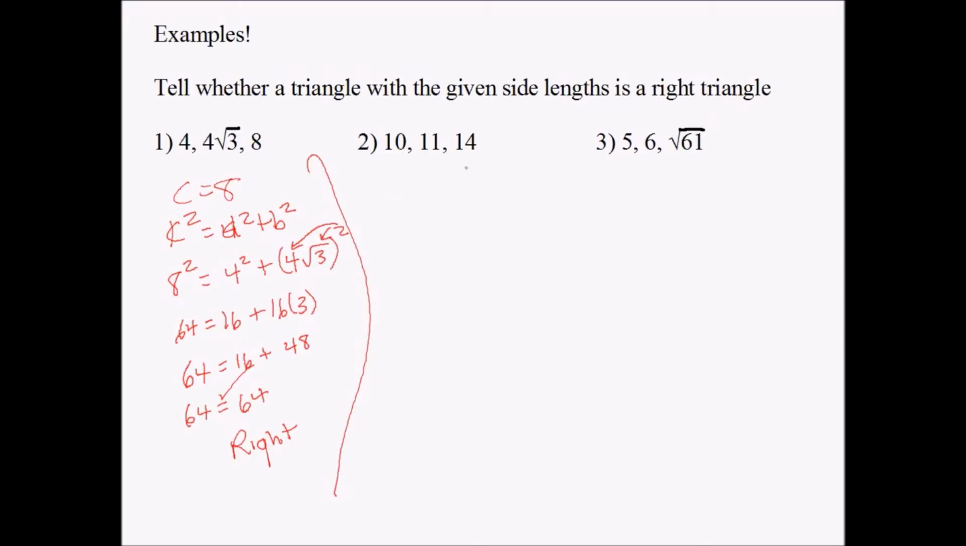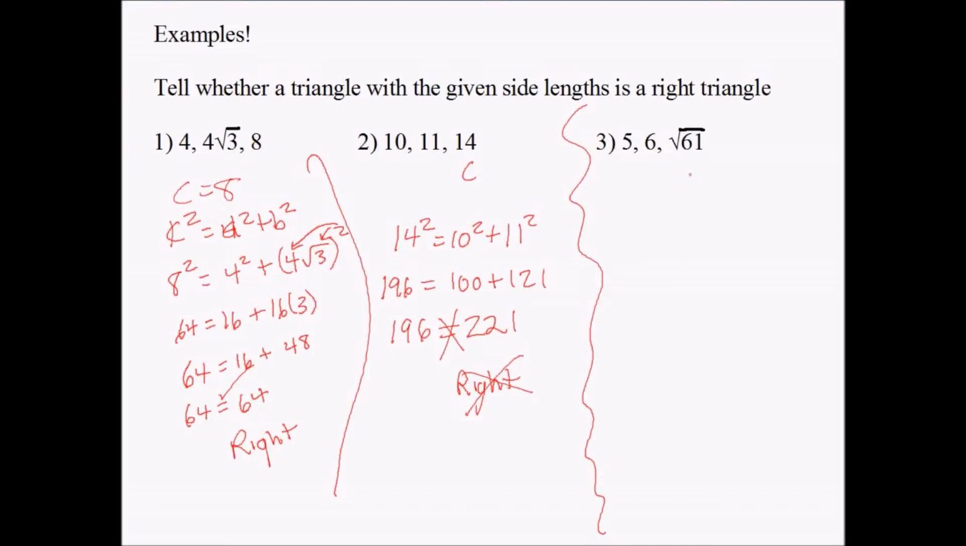In this example, your c is going to be 14. So you have 14 squared equals 100 squared plus 11 squared. So you have here 196, which is equal to 100 plus 121. Now you have 196, which is equal to 221. You do not have a right triangle. No right triangle.